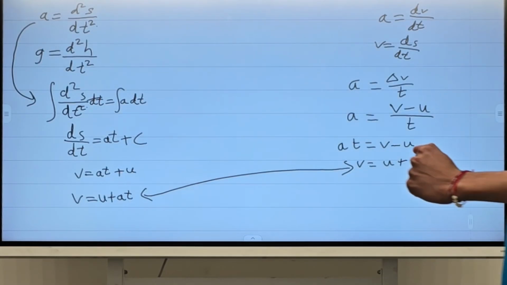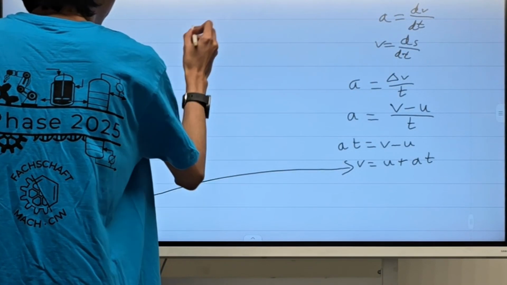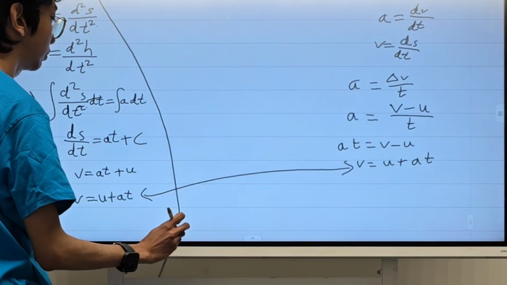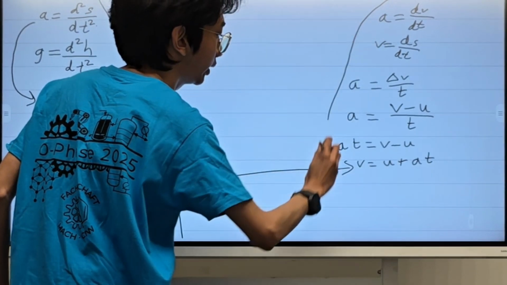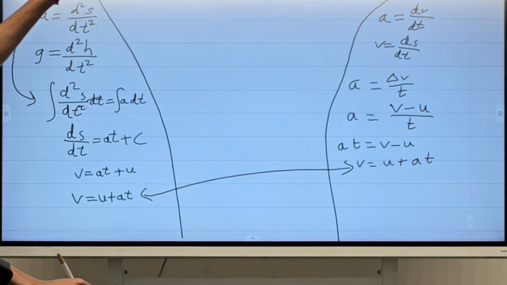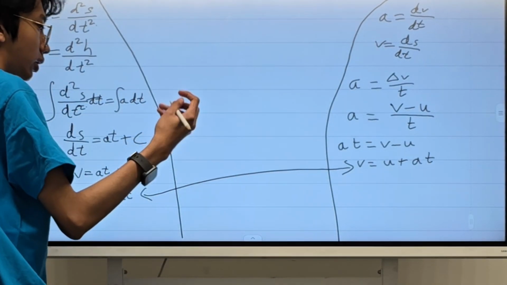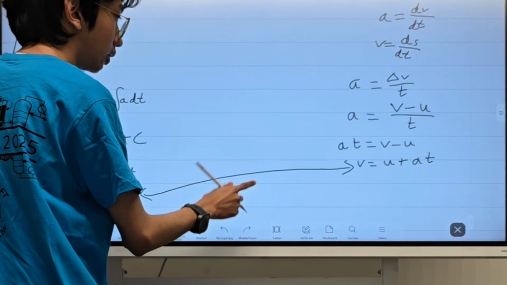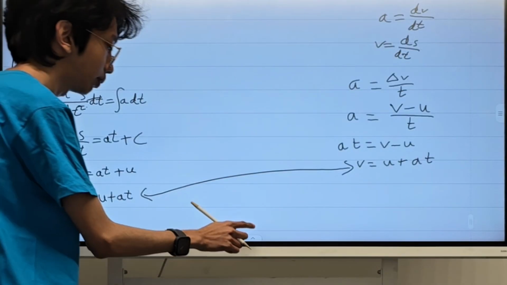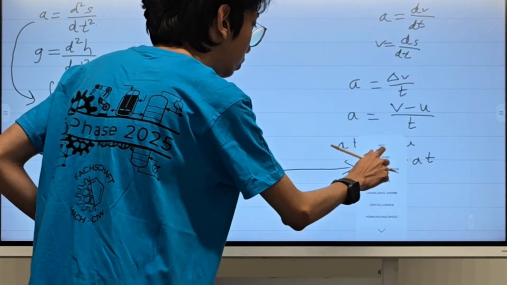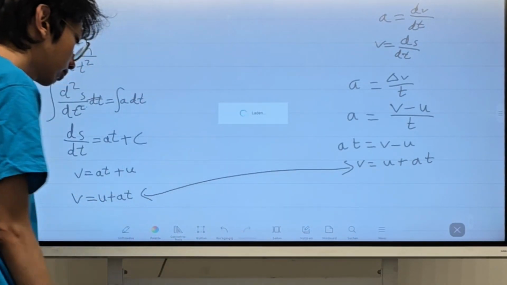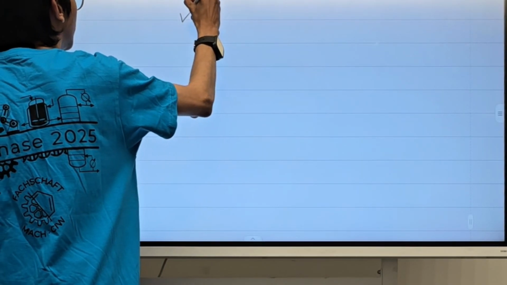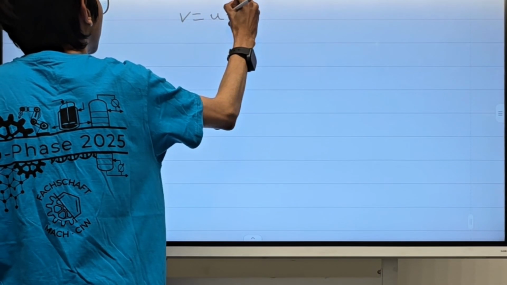Let me write it down in the middle so that everything becomes clear. Actually, let's forget about it. Let's take this and start a new page. It's cleaner that way. There you go. Let's take our equation: v is equal to u plus at.